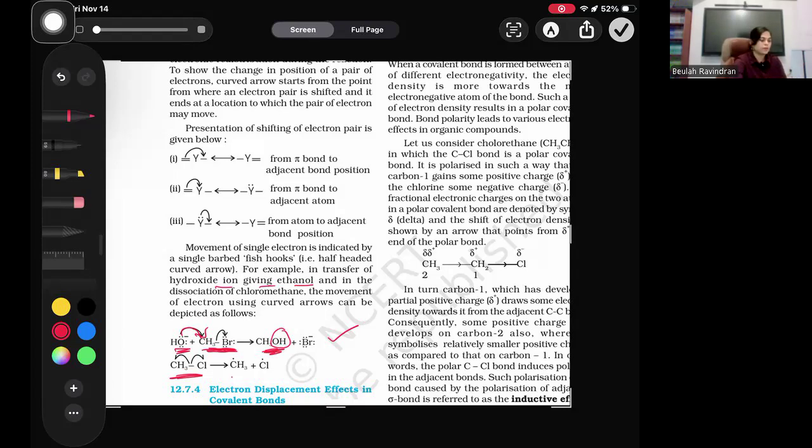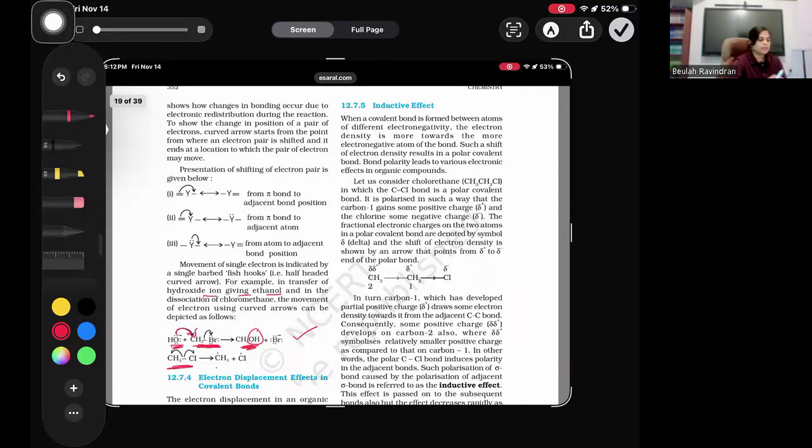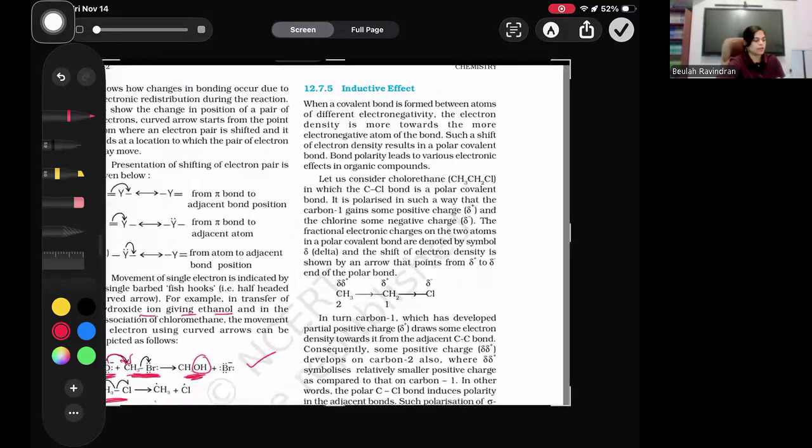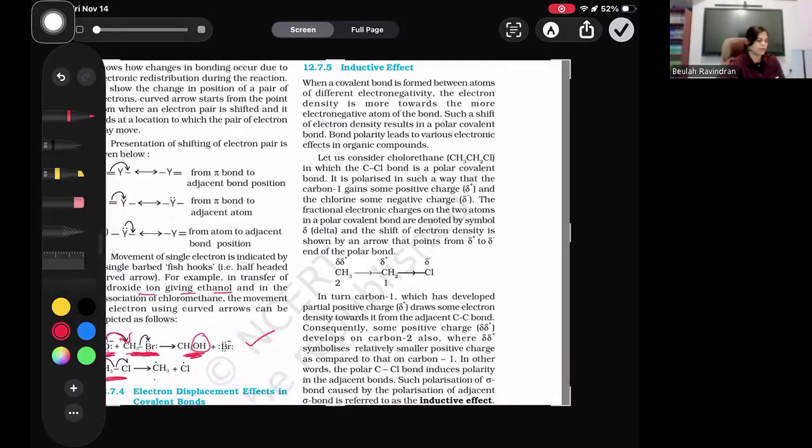Okay. Then we'll move on to the inductive effect. This is a very important effect you have to see in covalent bonding. You know that covalent bonds are formed between atoms of different electronegativity, so the electron density is more towards the more electronegative atom. Okay. So such a shift of electron density results in a polar covalent bond.